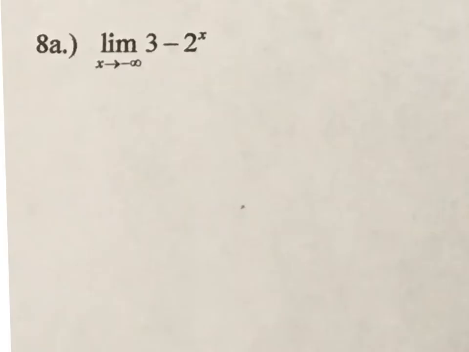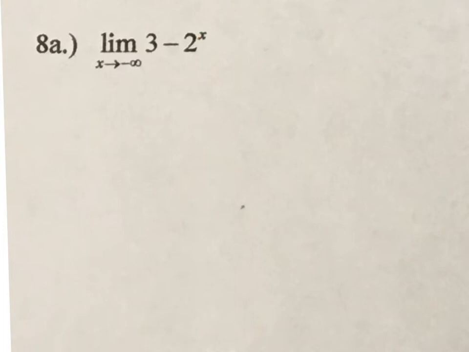So let's take a look at number 8A, and this time we have a new type of function. You'll notice this time we don't have a rational function that we're dealing with. We're looking at an exponential function. So let's think about how the graph of this function behaves as x approaches negative infinity of the function 3 minus 2 to the x. So you might notice that this exponent of x will always be, as x approaches negative infinity, most likely negative numbers.